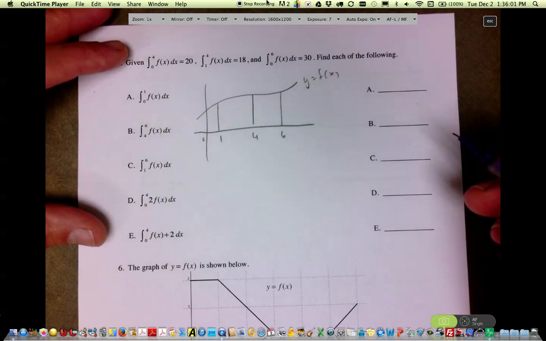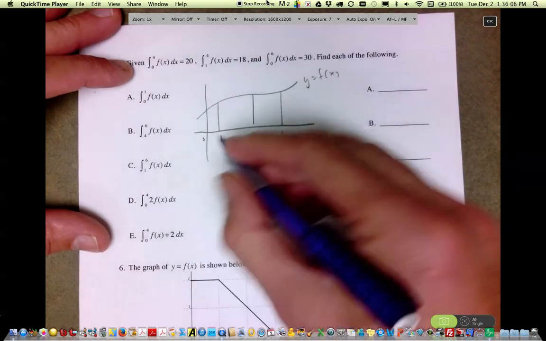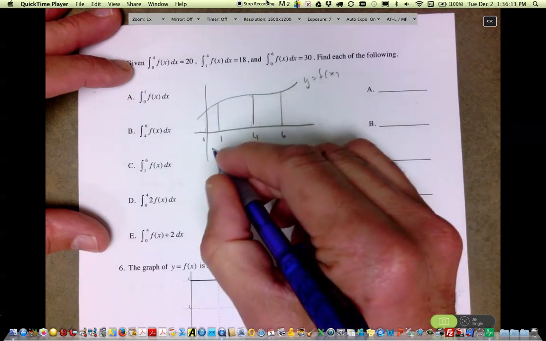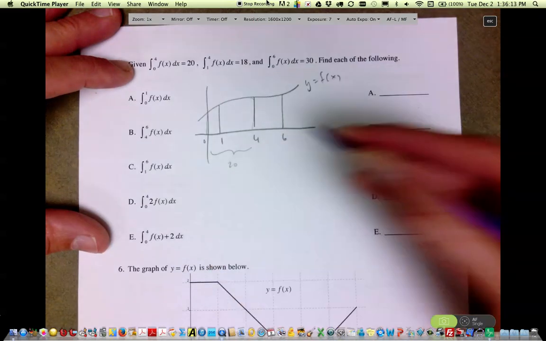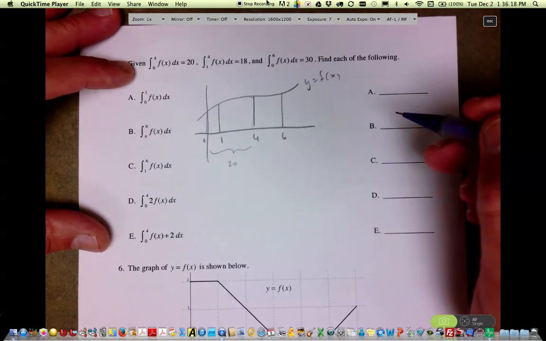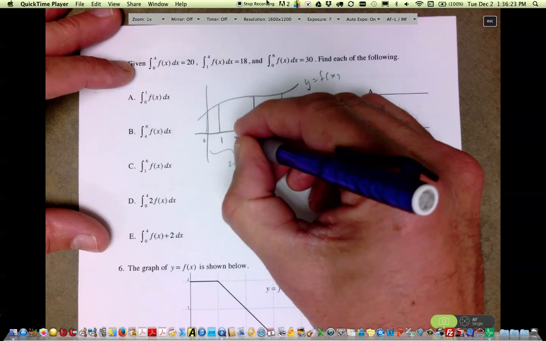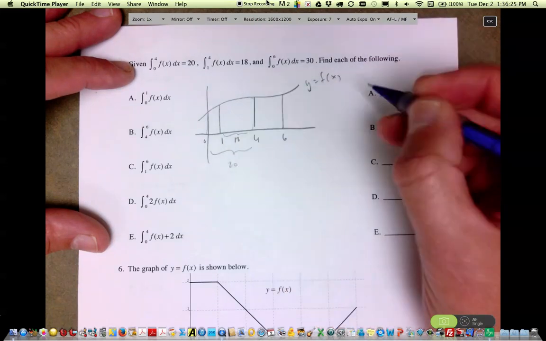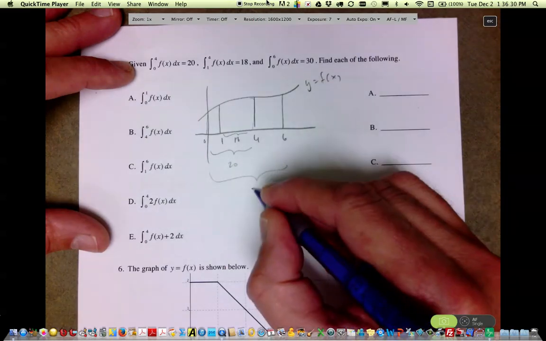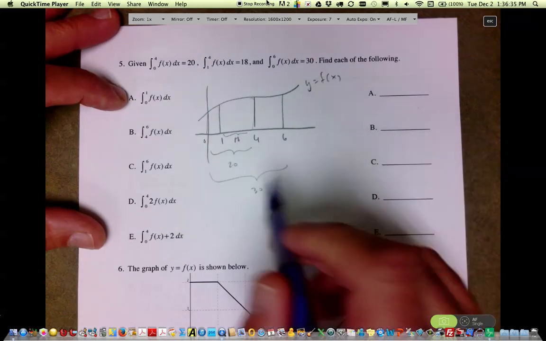Okay, so if we think about that as the values that were given. From 0 to 4, the area underneath the curve is 20. Maybe I'll write that as 20, corresponding to the area up here. From 1 to 4 is 18, so maybe I want to mark this as 18 is from 1 to 4, and then from 0 to 6 is the whole thing, and that's 30. So that might make things a lot clearer as to what these values are going to be.